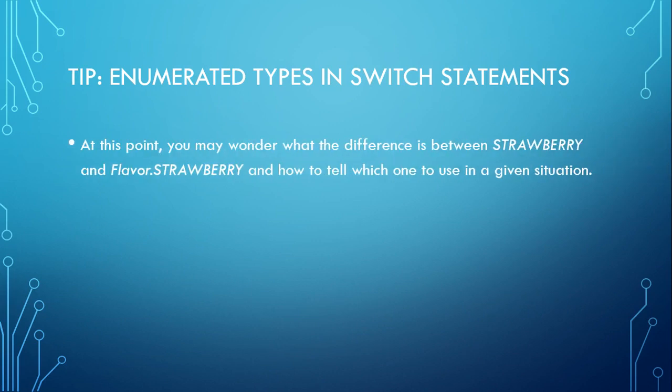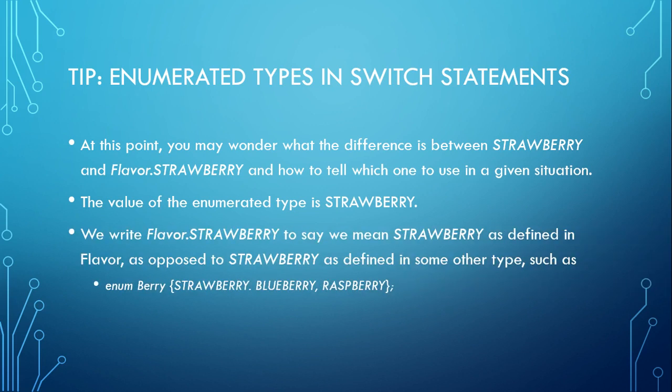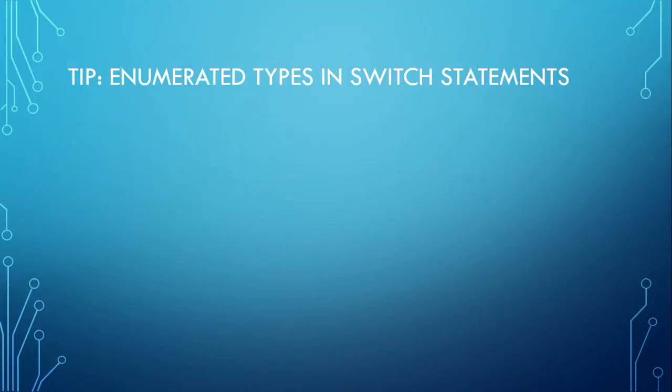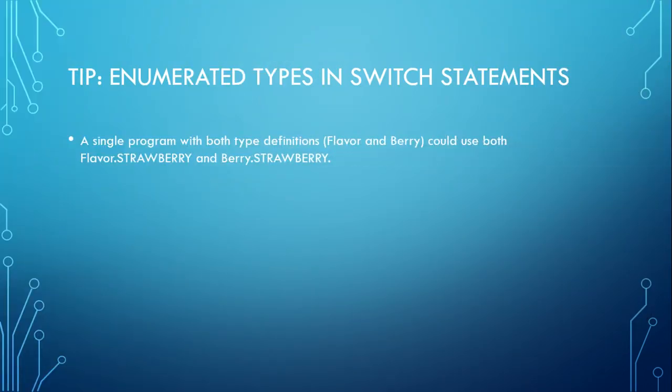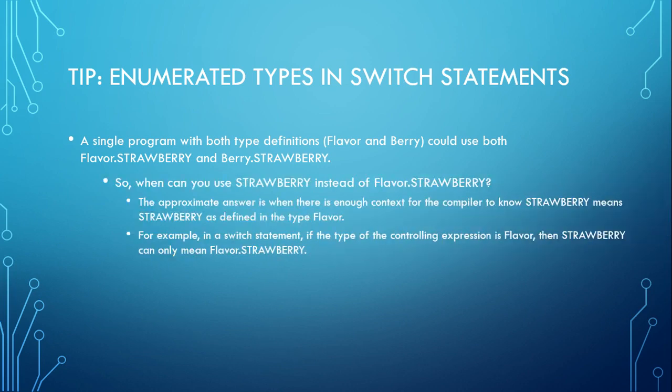At this point, you may wonder what's the difference between STRAWBERRY and Flavor.STRAWBERRY, and how to tell which one to use in a given situation. Well, the value of the enumerated type is STRAWBERRY. We write Flavor.STRAWBERRY to say we mean strawberry as defined in Flavor, as opposed to strawberry as defined in some other type, such as Berry: strawberry, blueberry, raspberry. A single program with both definitions, that of Flavor and Berry, could use both Flavor.STRAWBERRY and Berry.STRAWBERRY.